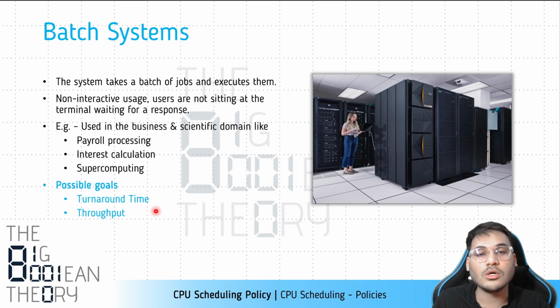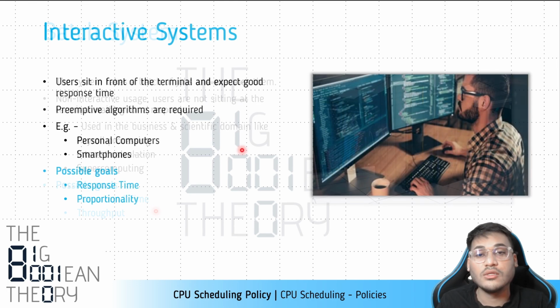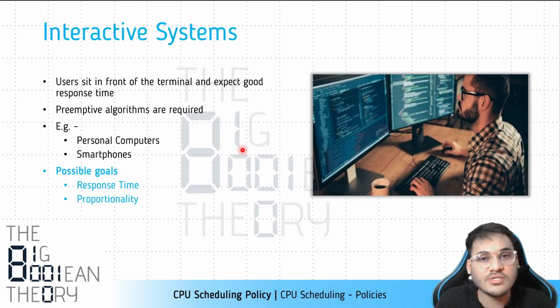Let's now talk about other kinds of systems. The other major and important type of system are interactive systems, the ones that we use today, right? In an interactive computer system, the users sit in front of the terminal, as you can see in this image, like what we do with modern computer systems. We operate the computer personally and we expect a good response time. Whatever program we are running or interacting with, we want a good response time.